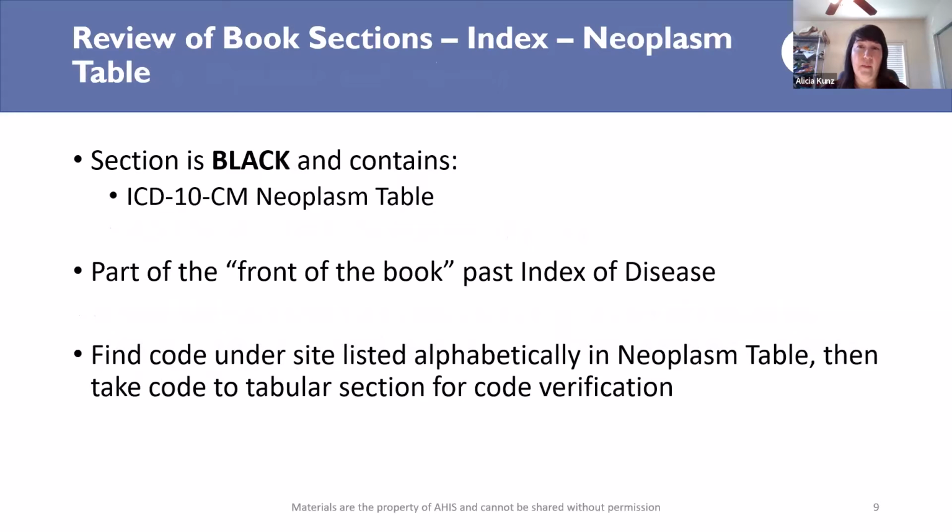Then you'll have within that section some more black pages. Those are the ICD-10 neoplasm table. This is where you look up your tumors or cancer. Some of those will be benign. Of course, then you have ones that are malignant. So any tumor, you're going to start looking up there.